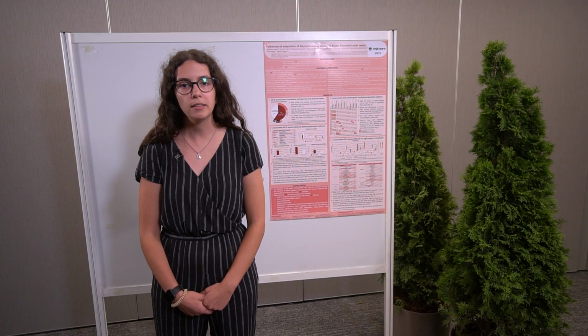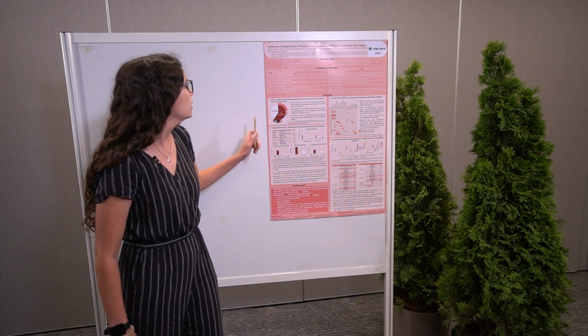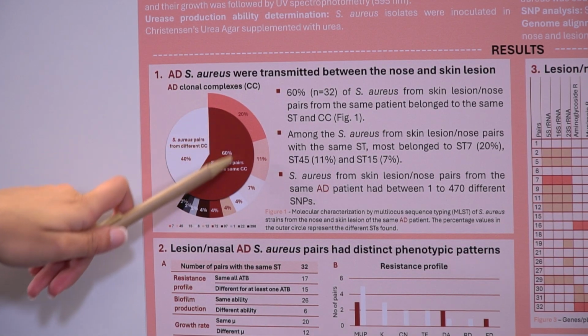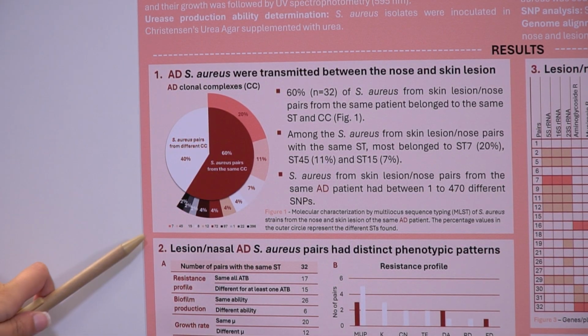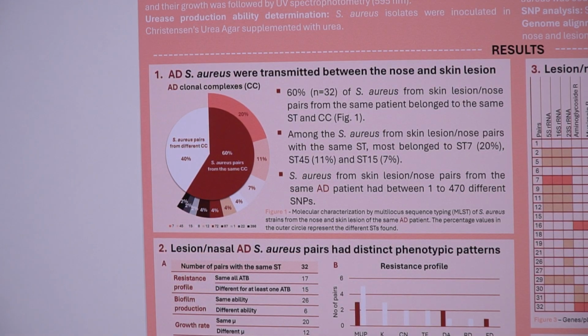So first, we sequenced our pairs using both Illumina and another technology, and we performed multi-locus sequence typing to understand the genetic background associated with AD. And we found that 60% of our pairs, so 32 pairs, belong to exactly the same sequence type. Among them, most belong to ST7, ST45, and ST15.